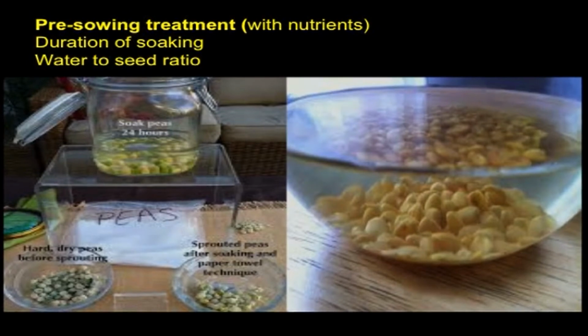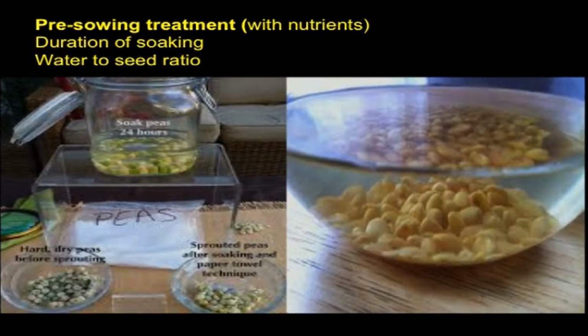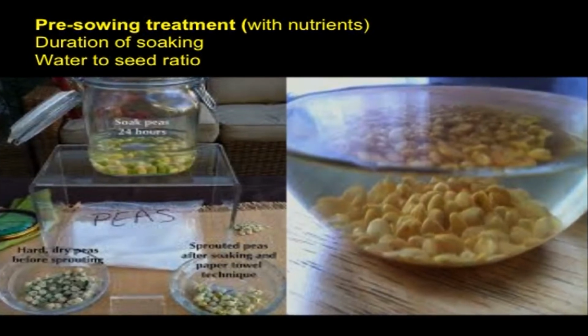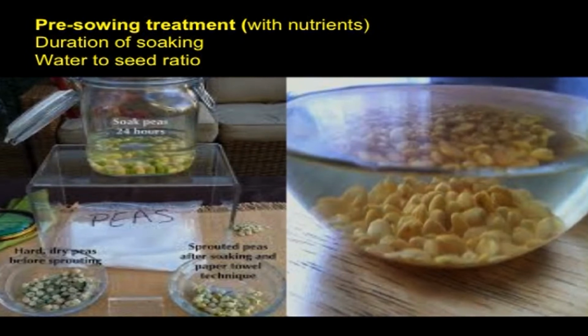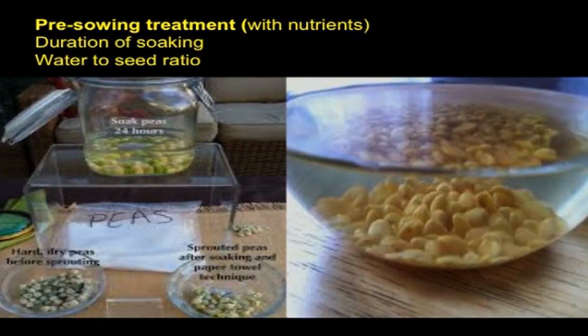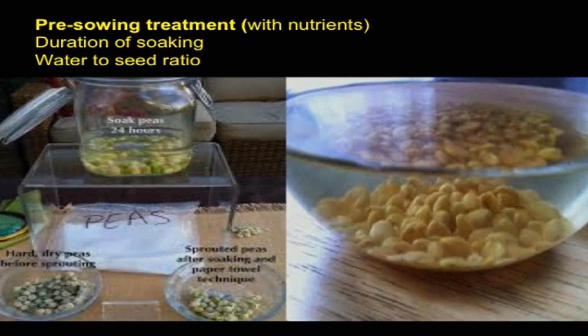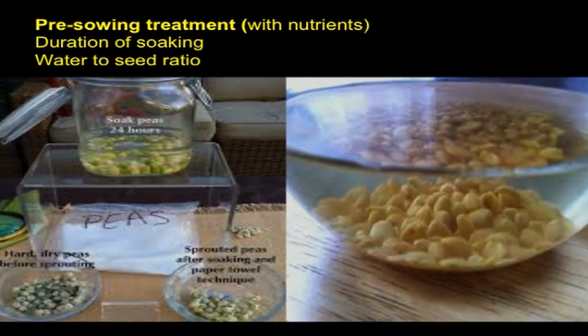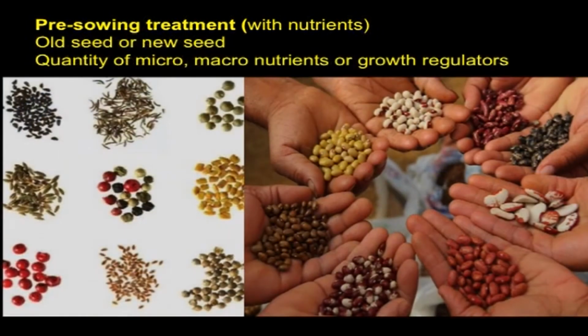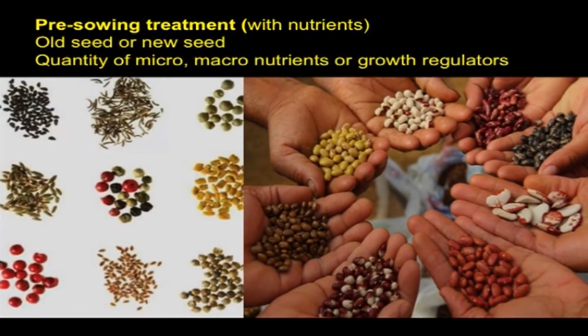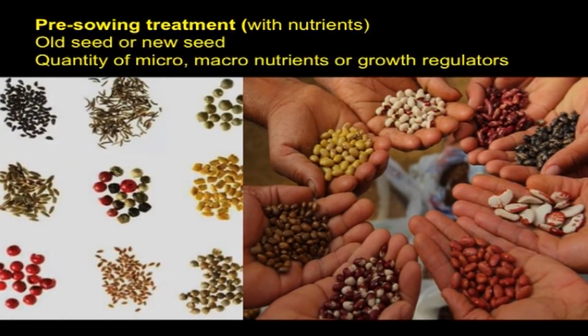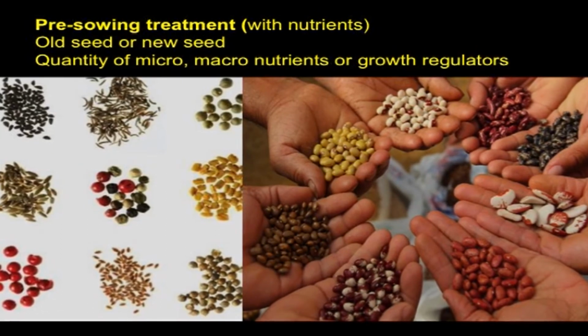Then 8th point is pre-sowing seed treatment. The pre-sowing seed treatment means prior to sowing, the seed should be appropriately treated with the nutrients or leaf extracts or chemicals or growth regulators. While seed treatment, duration of soaking, water to seed ratio, old seed or new seed, quantity of micro or macronutrients or growth regulators is to be considered.